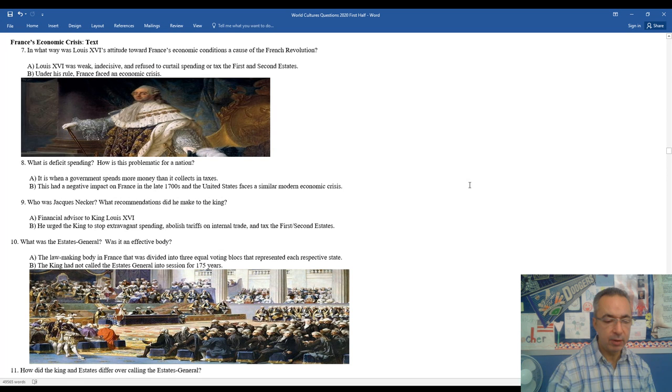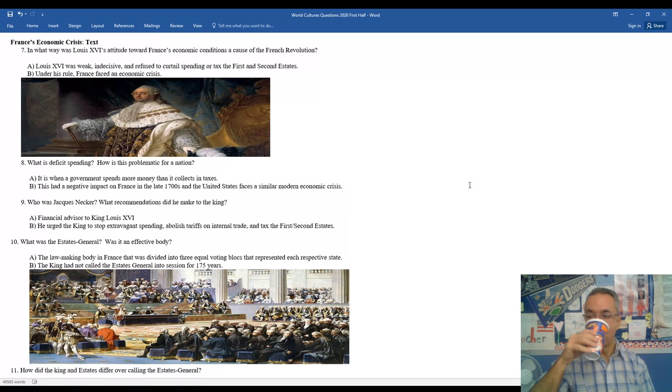What was the Estates General, which you can see pictured below? This is a lawmaking body in France, which divided voting blocks into 3 equal blocks, First, Second, and Third Estate. Unfortunately, the king had not called the Estates General into session for over 175 years. That's right. 17 plus decades, almost 2 centuries without meeting and having any discussion on issues like taxation. And this predated, obviously, King Louis XVI.